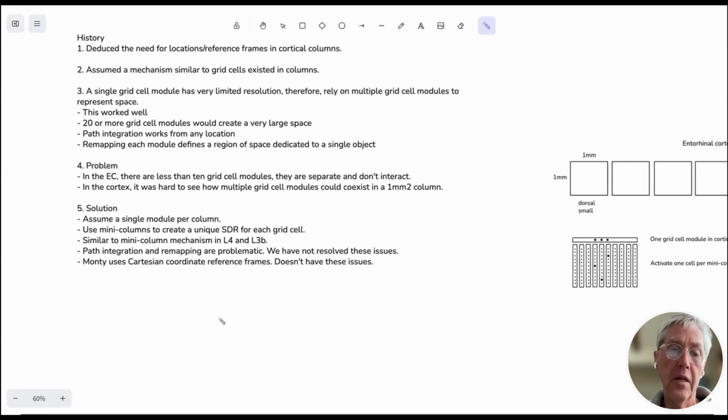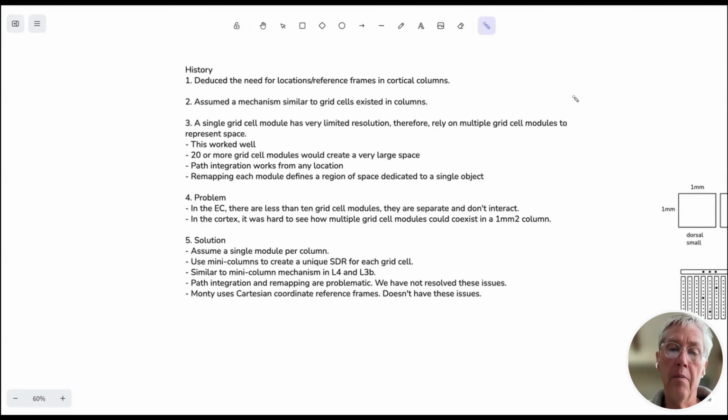Let's start with a little history. A long time ago, we deduced the need for locations and reference frames in cortical columns. That was a hard deduction. It must be happening because columns can make these predictions and they need to know where they are. And the different columns make different predictions.